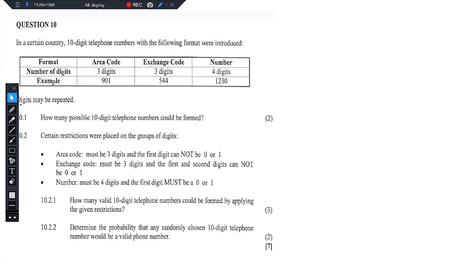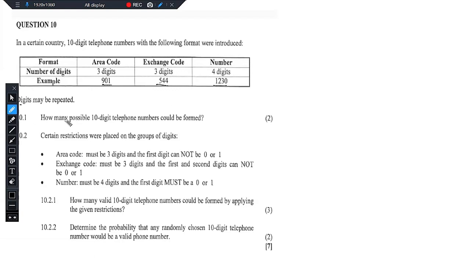Okay, so we have question 10. It says in a certain country, 10-digit telephone numbers with the following format were introduced. The area code must have 3 digits, the exchange code must have 3 digits, and the number must have 4 digits. So an example of such a number is as follows here. Altogether, we must have 10-digit telephone numbers. So that's 3, 6, and then plus this 4, it's 10.